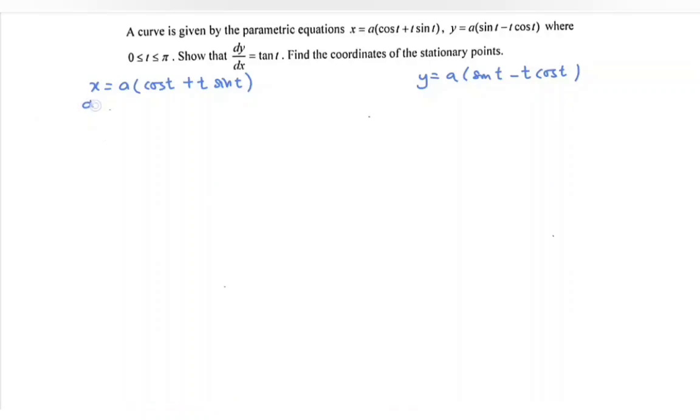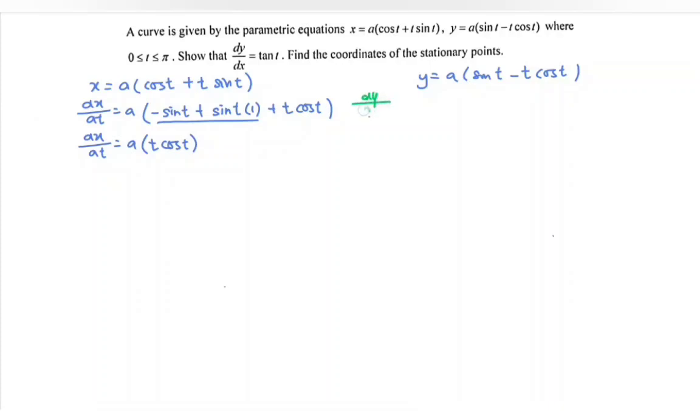So let's focus on this part. We have dx/dt, so differentiate the internal function. We have negative sine t bracket 1, plus the product rule: sine t bracket 1, plus t, differentiate the sine and we will have cos t multiplied by 1. So rewrite: dx/dt is equal to a bracket. Notice that here we will have 0, so we will have t cos t.